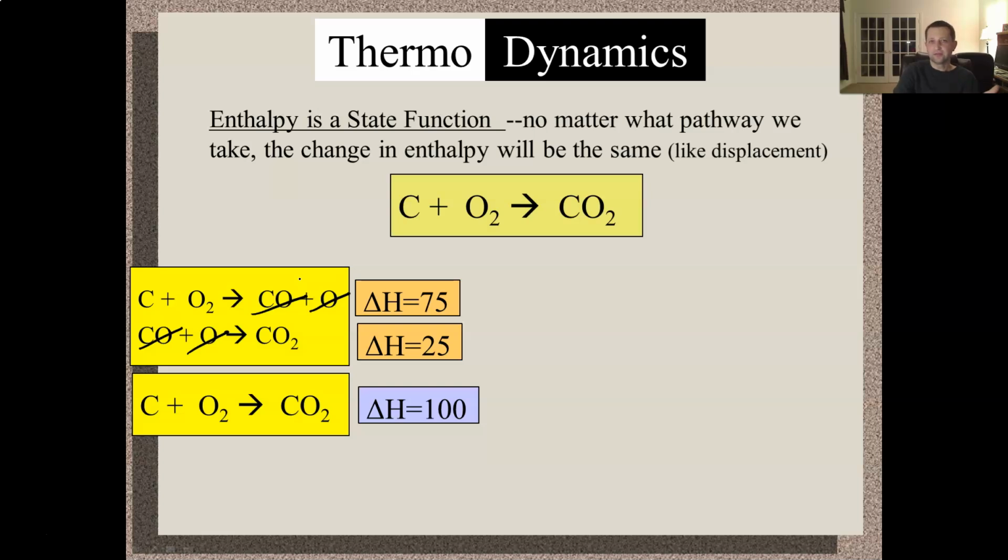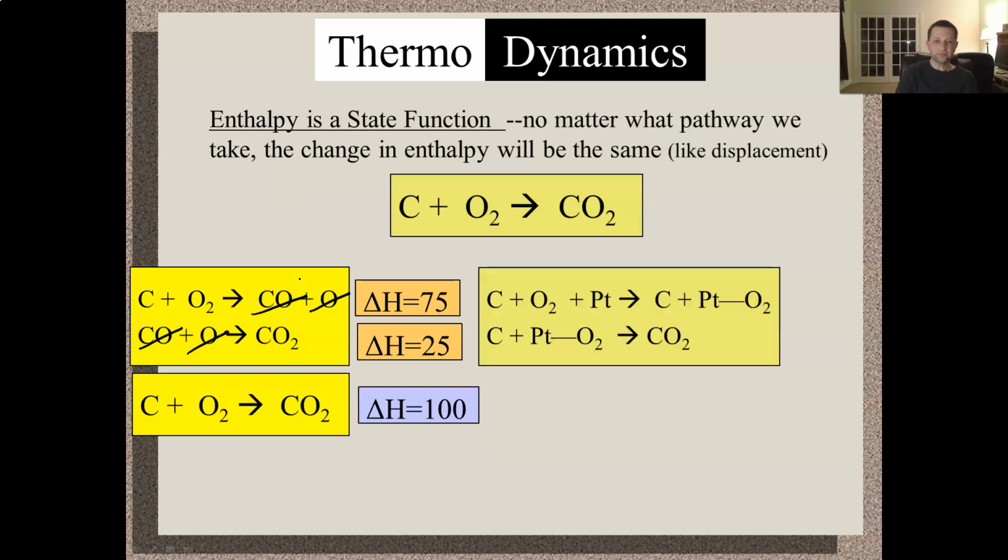Let's take a look at another reaction pathway though. So if I have something like this where I have C plus O2 plus platinum produces C plus some platinum oxygen formation here. And then I look at my second equation, and I have carbon plus that platinum oxygen item producing CO2. Let's do what I did in the last equation. Carbon is a product here and a reactant here, so it cancels. This weird platinum oxygen thing is here and here, so that cancels.